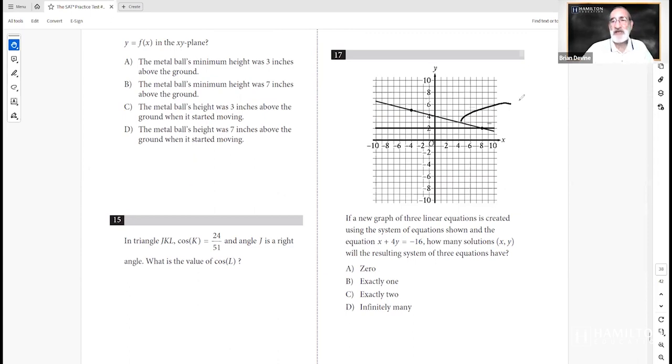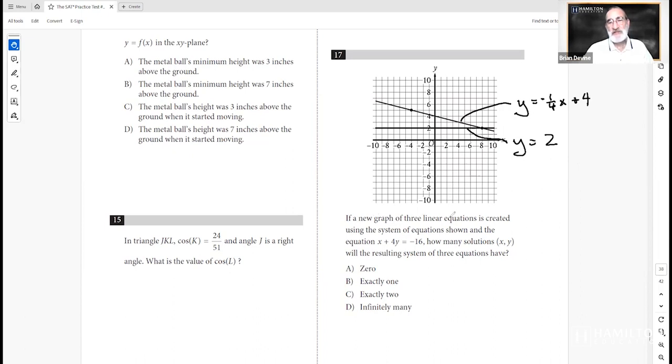I can see that the slope is negative 1/4, and I can see that the y-intercept is 4. And I can see this line, y equals 2.